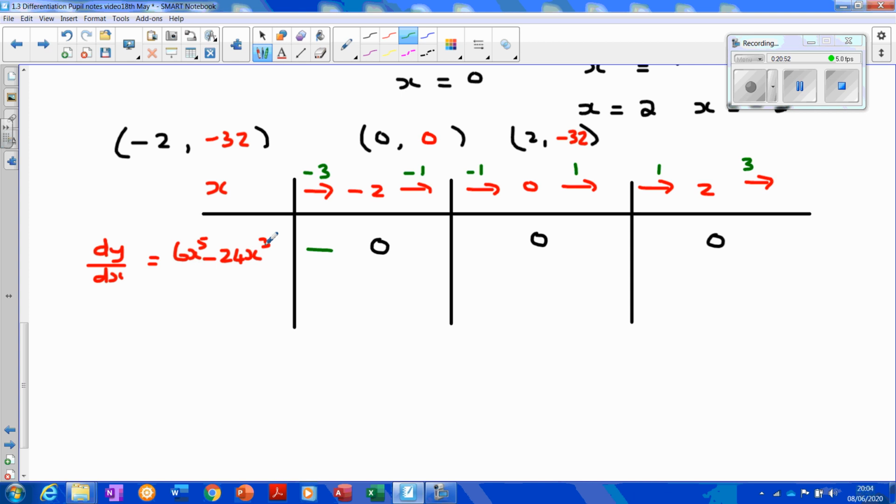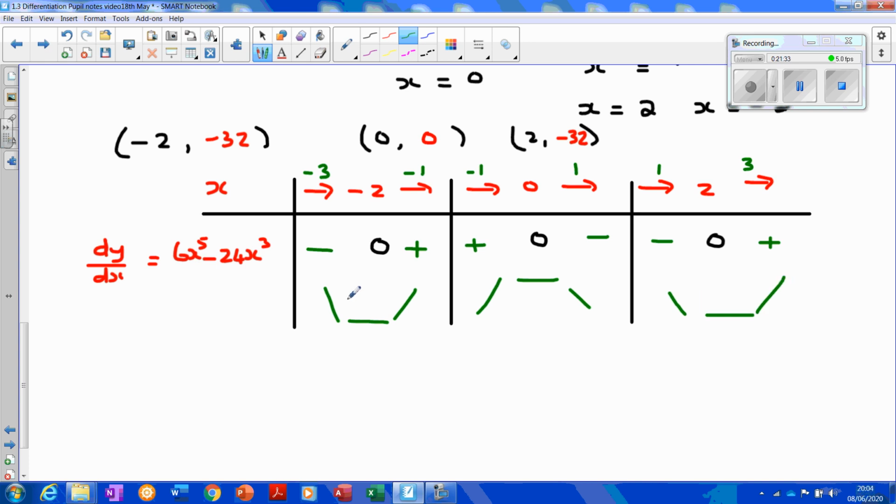Minus 1 to the power of 3 is also minus 1, so it's minus 6 minus 1, so that makes it plus. So it's going to be minus 6 plus 24, which is going to be positive. When x is 1, that's going to be 6 minus 24, which is negative. When x is 3, 6 times 3 to the power of 5 minus 24 times 3 to the power of 3, put it into your calculator and it turns out to be positive. So we've got downhill across uphill, uphill across downhill, downhill across and uphill.